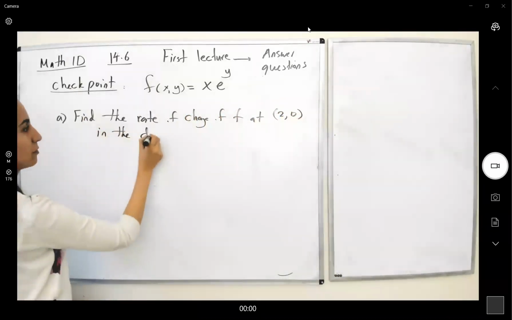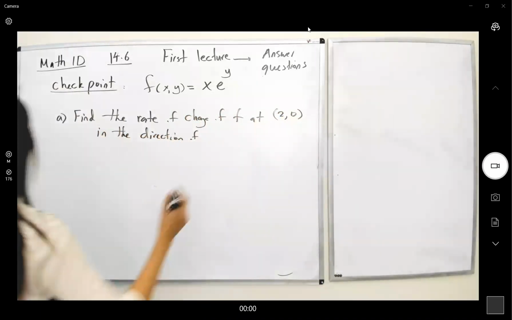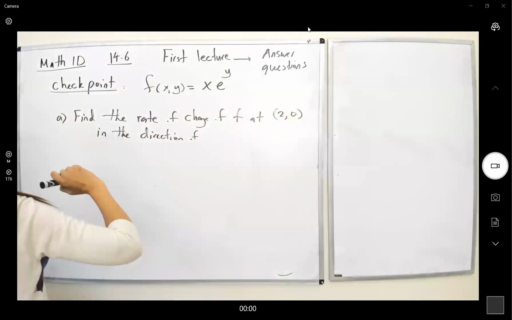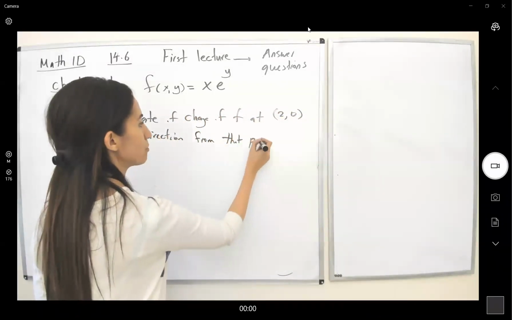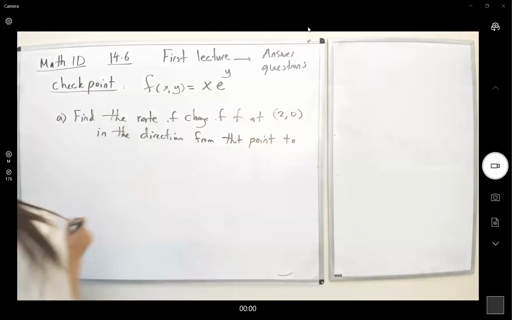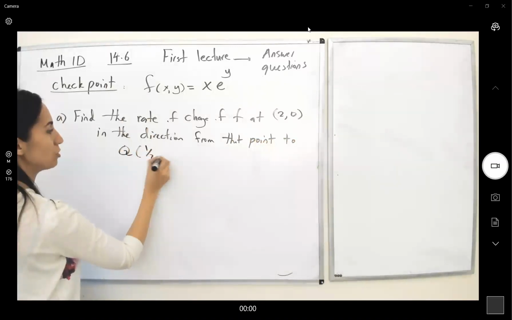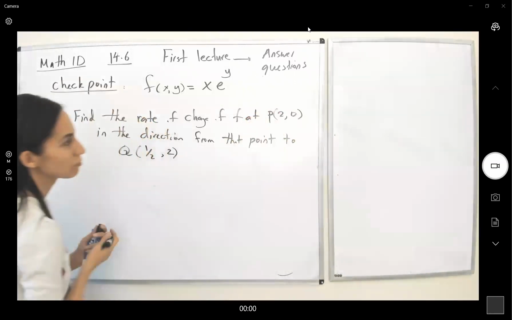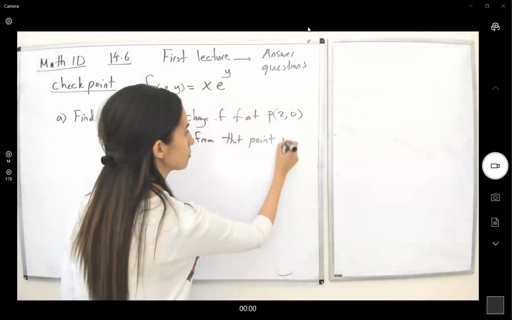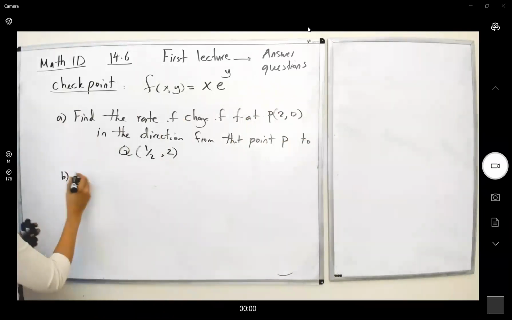in the direction of. So we need the direction. In the direction from that point to another point Q, (1/2, 2). So let us call it P. That's P. From that point P to the second point Q. Part B: In what direction does f have the maximum rate of change?